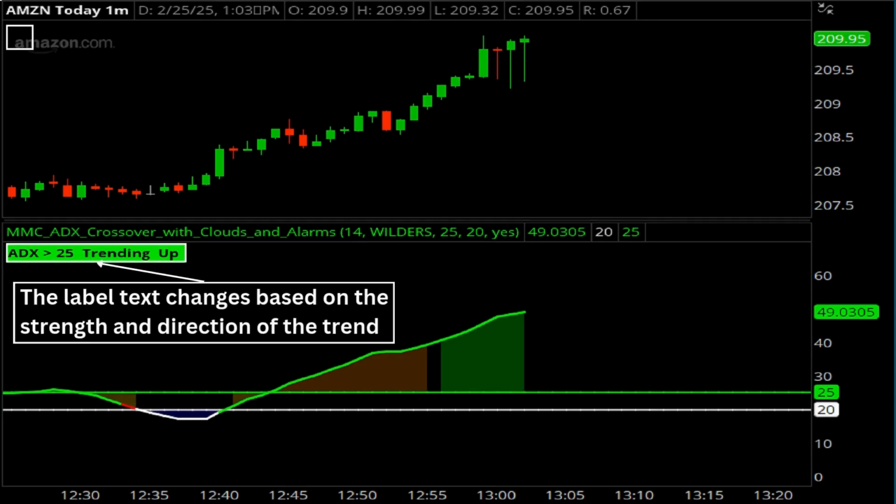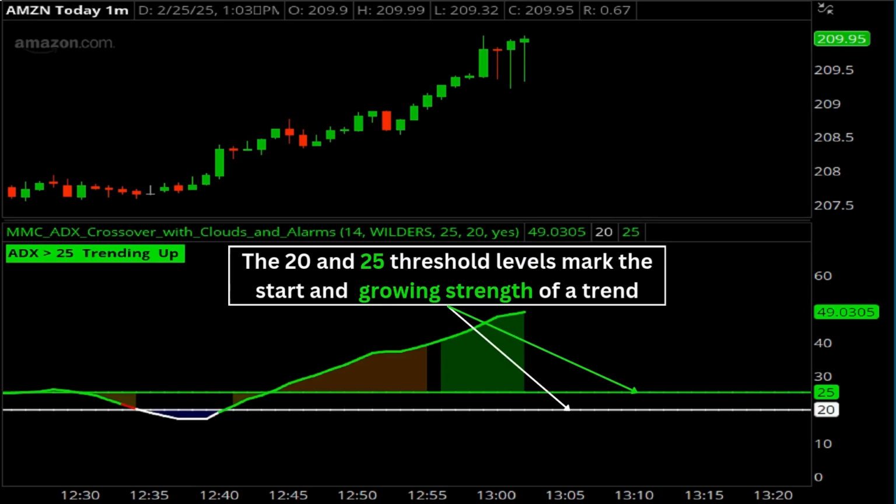As trend strength changes, the label text updates to reflect whether a trend is forming, fading, or firmly established in either direction. Threshold levels at 20 and 25 serve as key signals, the first marking the start of potential momentum, the second confirming that a strong trend is underway. This can signal opportunities to trade long or short depending on the direction of the trend.